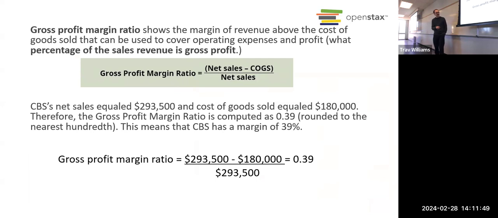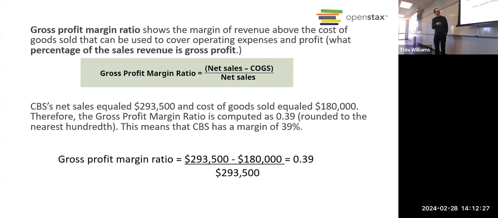Okay. So if you take your net sales minus your cost of goods sold, which again gives you your gross profit margin, divide it by your net sales, what that's telling you is your gross profit is 39% of your sales. So for every dollar that you bring in sales, 39 cents of that is gross profit. The other 61 cents is going to cover the cost of your products. Now that doesn't mean that you're keeping that 39%, right?